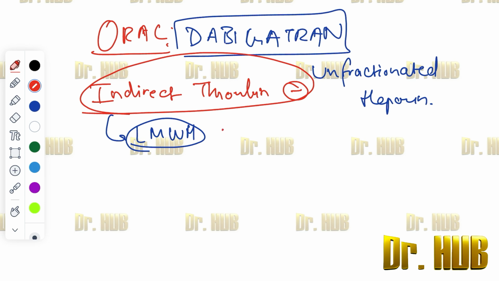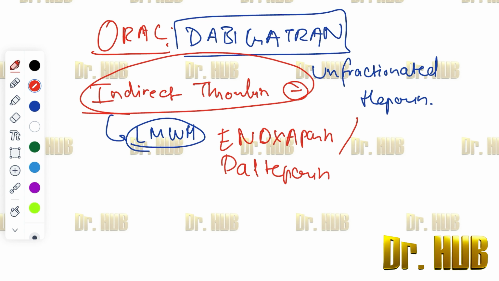nadroparin. So there is enoxaparin. There is also dalteparin. Next is tinzaparin, as well as nadroparin.